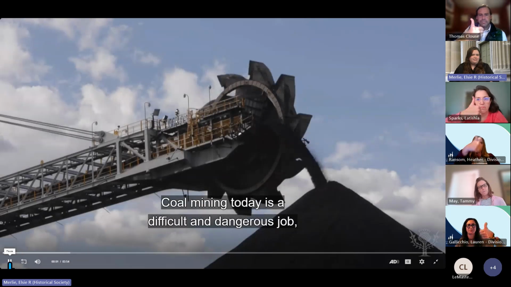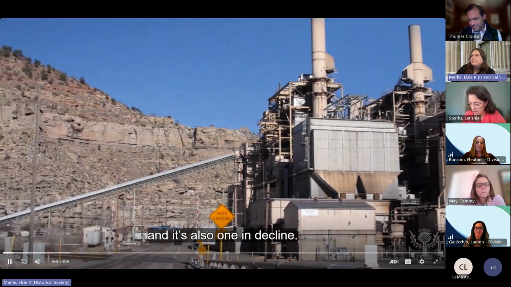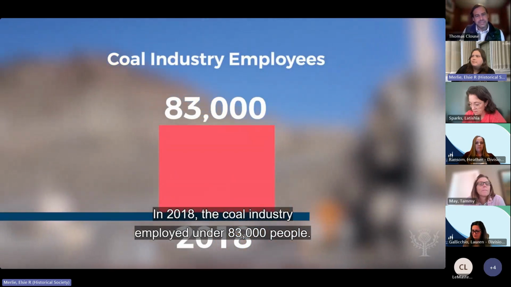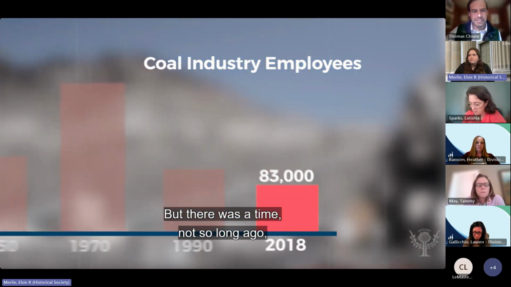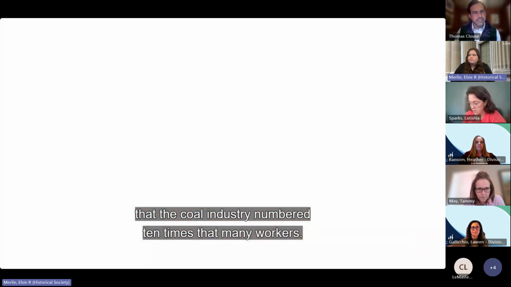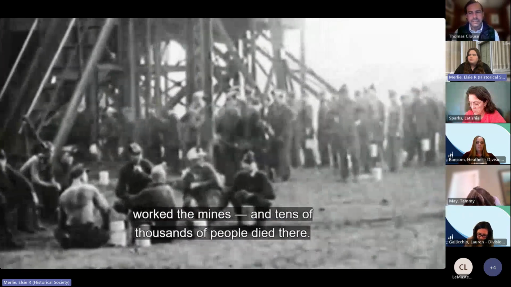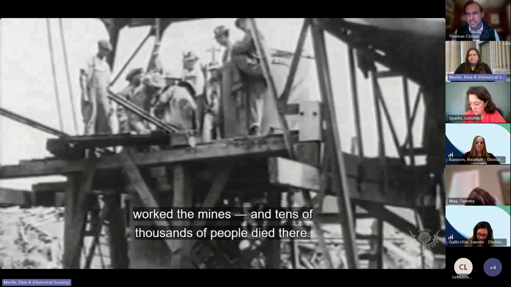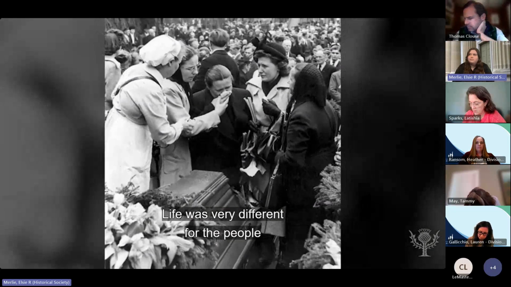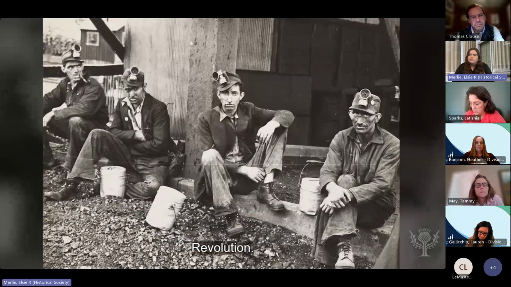Coal mining today is a difficult and dangerous job, and it's also one in decline. In 2018, the coal industry employed under 83,000 people. But there was a time, not so long ago, that the coal industry numbered 10 times that many workers. In the early 20th century, hundreds of thousands of people worked the mines, and tens of thousands of people died there. Life was very different for the people who helped power this country through the Industrial Revolution.